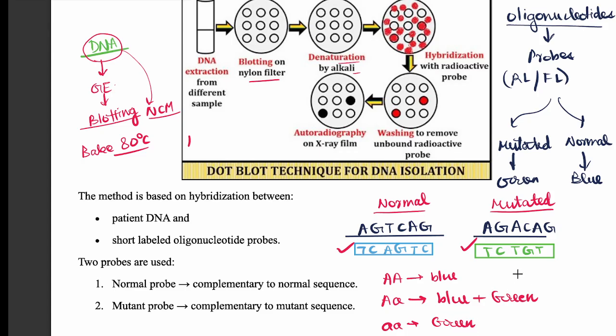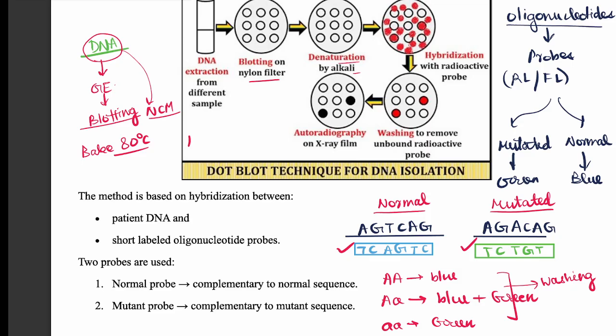Once the binding has taken place, you will do the washing step. In the washing step, all the unbound probes will be removed. Now you finally check the nitrocellulose membrane through autoradiography or through enzyme-linked detection. Anything can be done to test what kind of probes are now attached to the membrane.